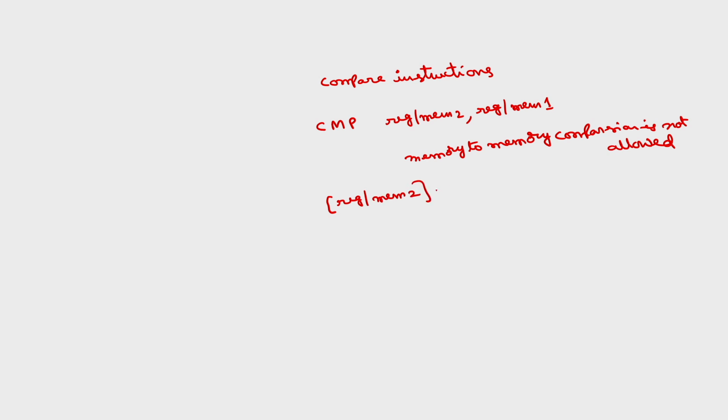Register slash memory 2 contents will be subtracted from register 1 slash memory 1. The only difference between this and subtraction is, in case of subtraction, the result will be stored back into the destination register or memory, whereas here the result is discarded. So, this will be performed, but the result is discarded. Now, based on this result, it will set or reset the flags based on the result of the comparison.